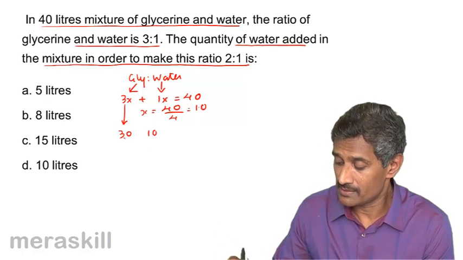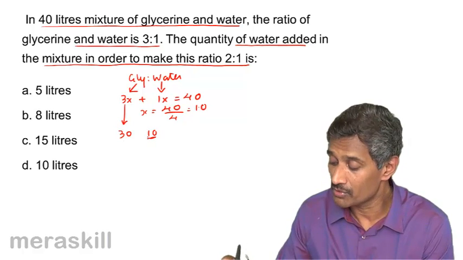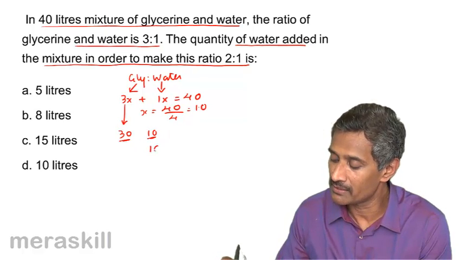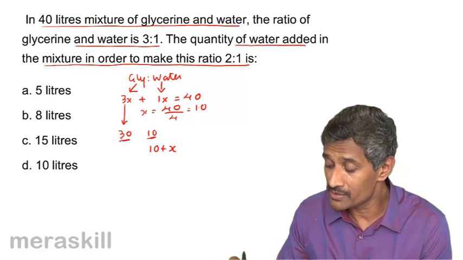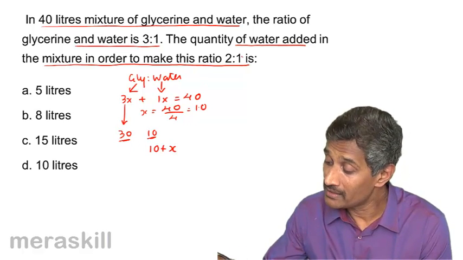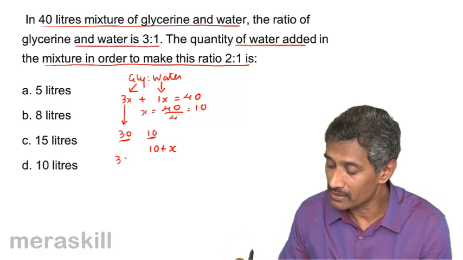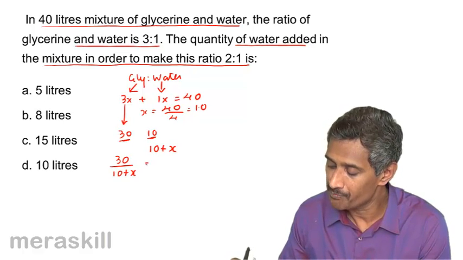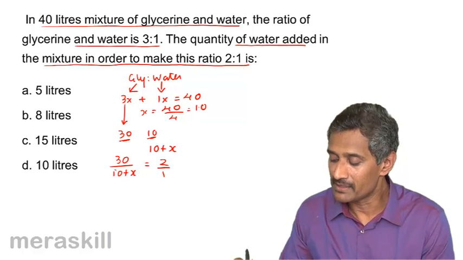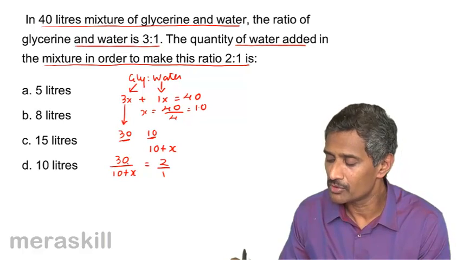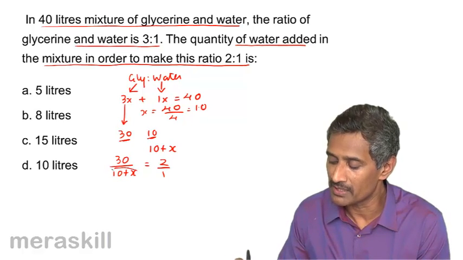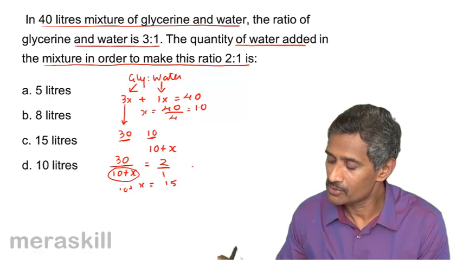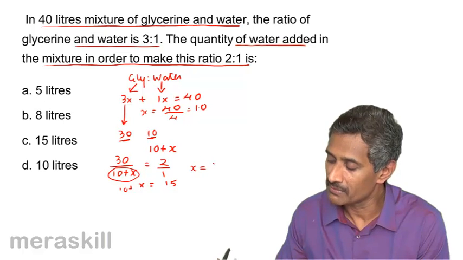Now, this is the amount of glycerine, this is the amount of water. To this, you're adding some amount of water. So from 10, it becomes 10 plus x. But mind you, there is no increase in the amount of glycerine. And this new ratio is 2:1. So you get 30, the amount of glycerine remains the same, but the amount of water becomes 10 plus x, which is turning out to be 2:1. That means the denominator is half of the numerator. So half of the numerator is 15, which means 10 plus x has to be 15, and x will turn out to be 15 minus 10, 5.